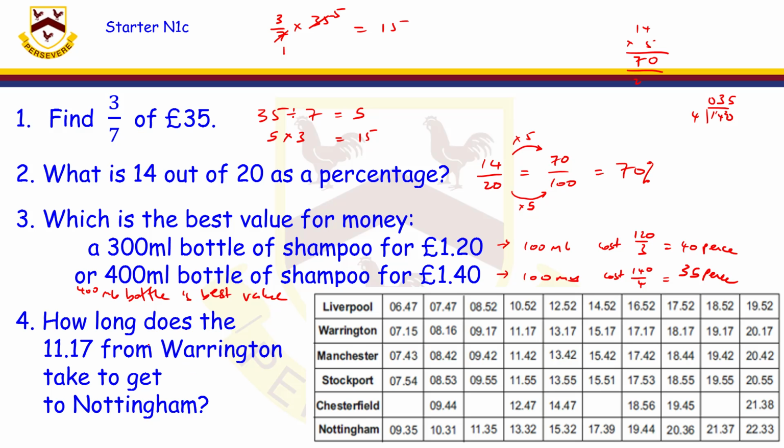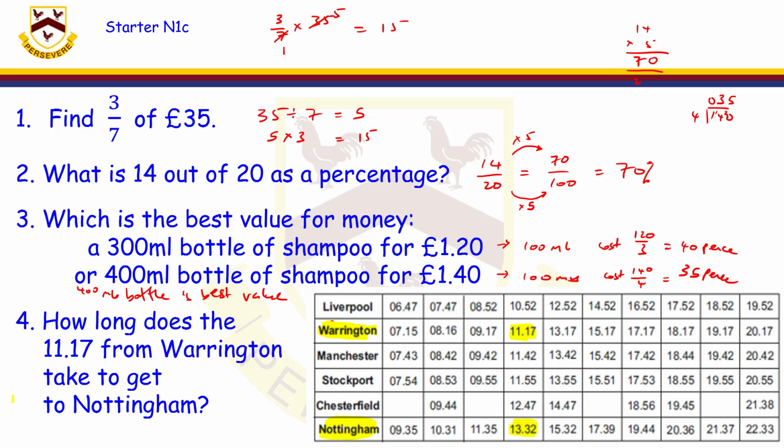And number 4, how long does the 11:17 from Warrington, let's see, there's Warrington. I tell you what, I'm going to go for a highlighter. There's Warrington. And there's the 11:17. How long does it take to get to Nottingham? There's Nottingham. And it gets there 13:32.